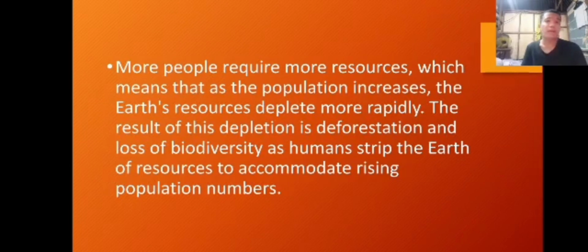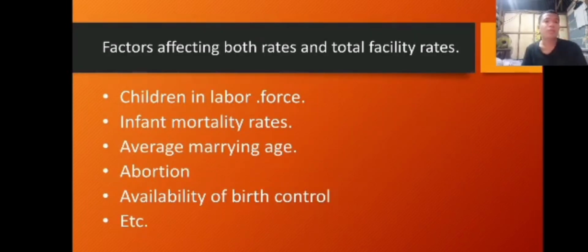Factors affecting both birth rates and total fertility rates. Children in labor force. Children in labor force includes employment below the minimum age as established in national legislation, hazardous unpaid household services, and the worst forms of child labor. All forms of slavery or practices similar to slavery, such as sale or trafficking of children. Serfdom or forced or compulsory labor.